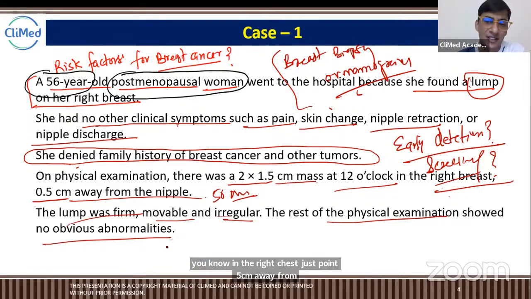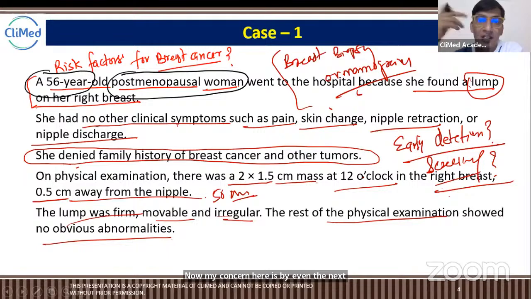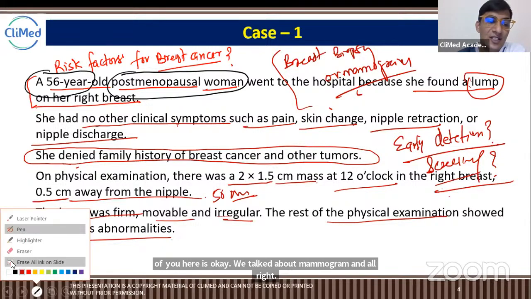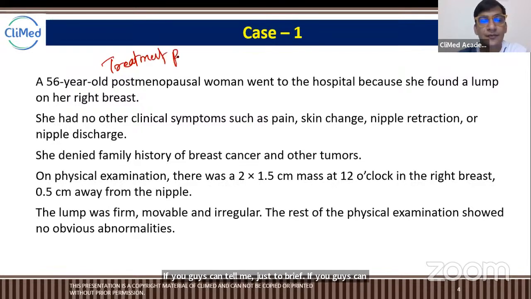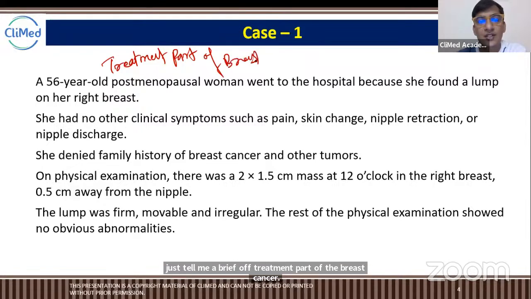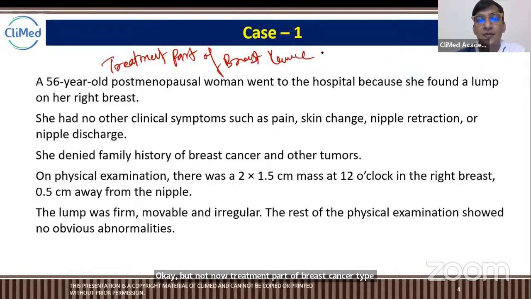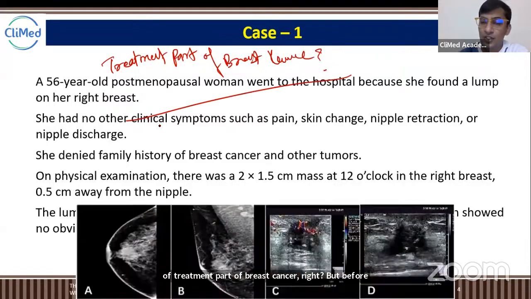Now my concern here, the next question to all of you, is: we talked about mammogram and all, right? Can you tell me a brief of the treatment part of breast cancer, the types of treatment of breast cancer? But not now. Before that, let me go to the next thing.